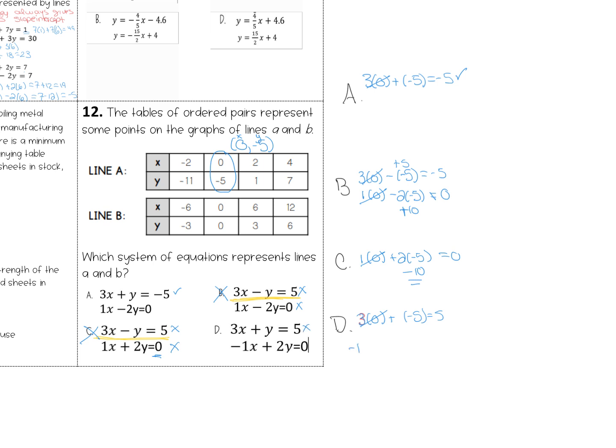So then I'm going to do negative 1 times 0 plus 2 times negative 5. 0 times anything is 0. 2 times negative 5 is negative 10. Negative 10 does not equal my 0, so this one doesn't work either, so D's gone. The only one that point works in is letter A.